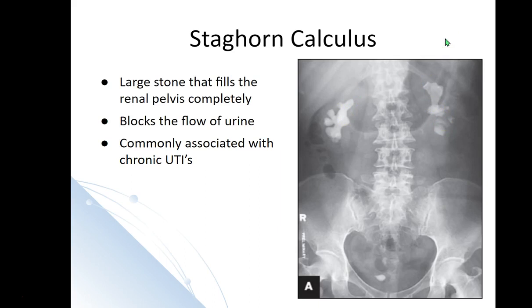Staghorn calculi are commonly associated with chronic UTIs or urinary tract infections. My assumption is they would use a laser to break these up called lithotripsy and then remove them. All right, kind of cool.